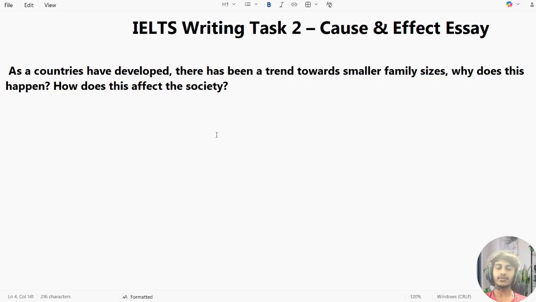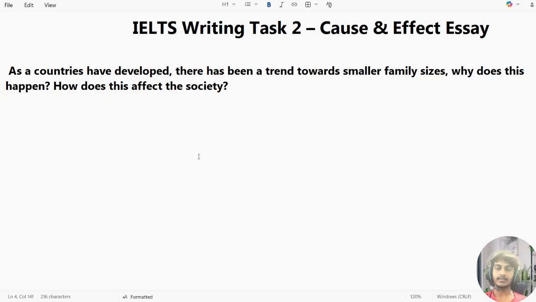So friends, I want you to notice something very important. This question has two clear parts. First is why does this happen, and how does this affect the society? So friends, this is not a one-sided essay. This is a cause plus effect issue. So if you explain only causes, the task is not complete, and if you explain only effects, the task is not complete. So today we will write a balanced essay, which is exactly what IELTS wants.